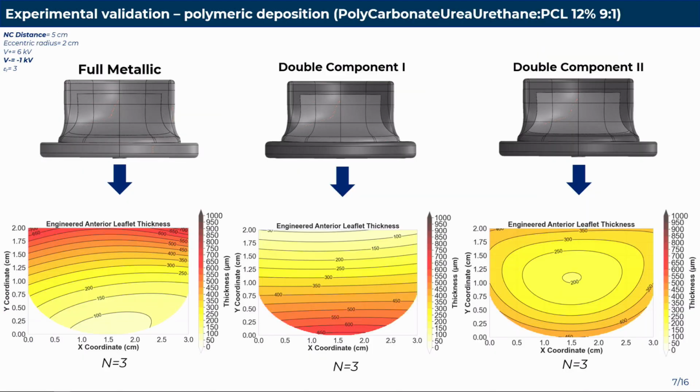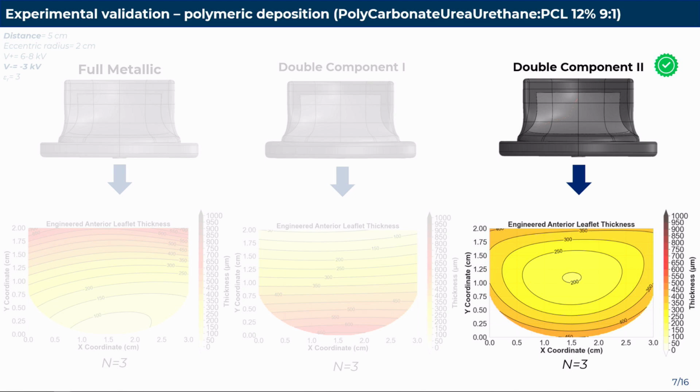After that, we validated this numerical framework with some experiments, and we fabricated, with polycarbonate urethane PCL 12% at a 9:1 ratio, different anterior leaflets. And why just the anterior leaflets? Because the anterior leaflet represents the critical zone for the fabrication because of the concavity. We found that the double component type 2 was the best in terms of thickness homogeneity.